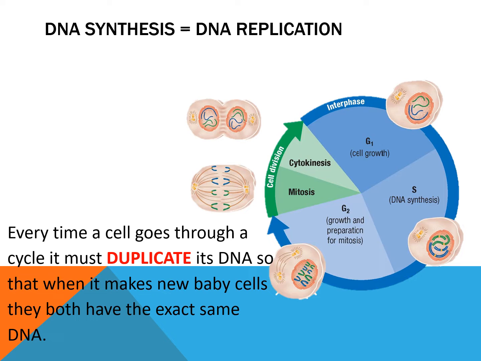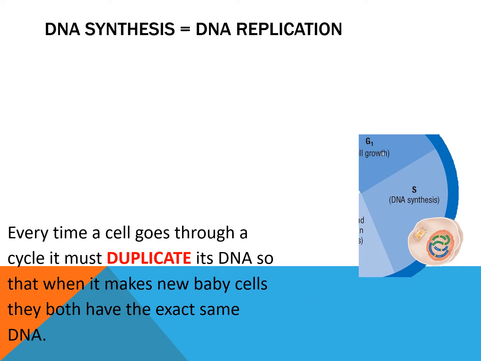Every time a cell goes through a cycle, it must duplicate its DNA so that when it makes new baby cells, they both have the same exact DNA. It happens in the S phase. In this section, we are going to explore the process of DNA synthesis, also called DNA replication. This process is extremely precise and incredibly important.